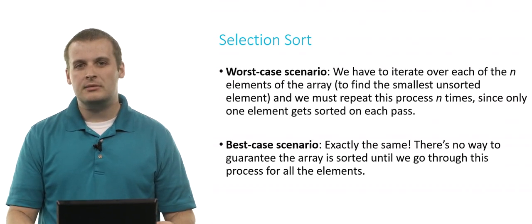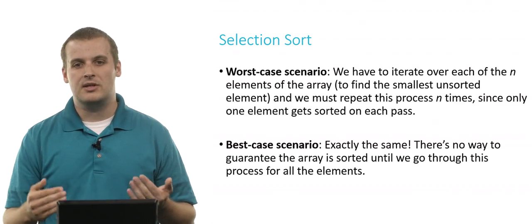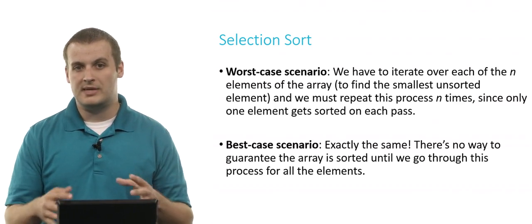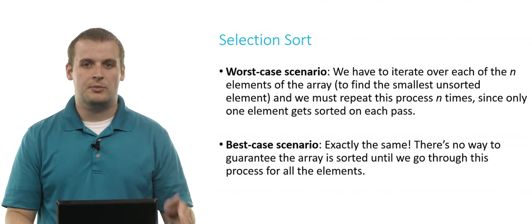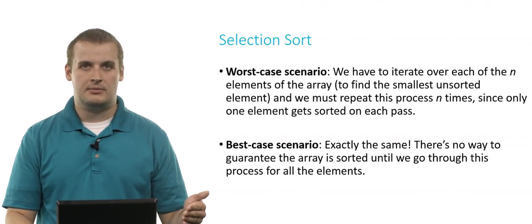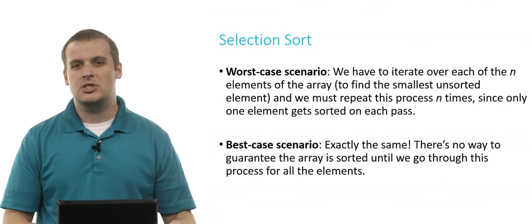What's the best case scenario? Well, it's exactly the same, right? We actually still have to step through every single element of the array in order to confirm that it is, in fact, the smallest element. So for the worst case runtime, we have to repeat a process n times, once for each of n elements. In the best case scenario, we have to do the same.